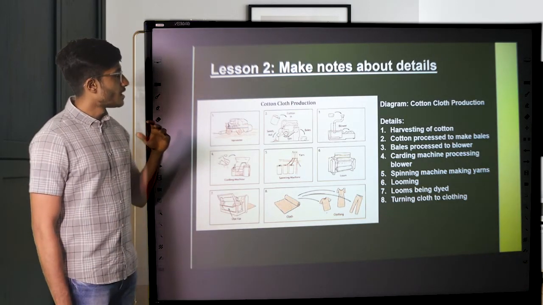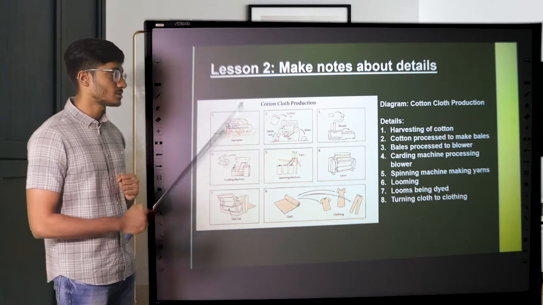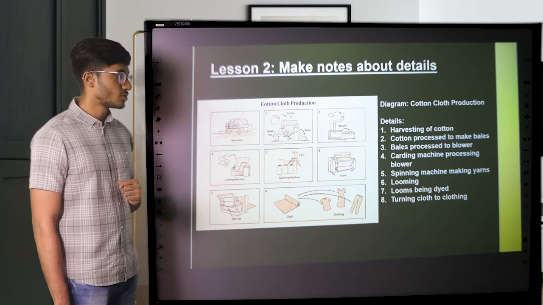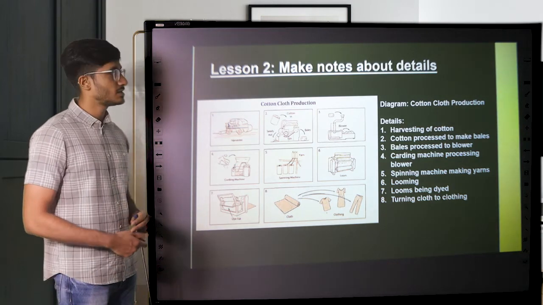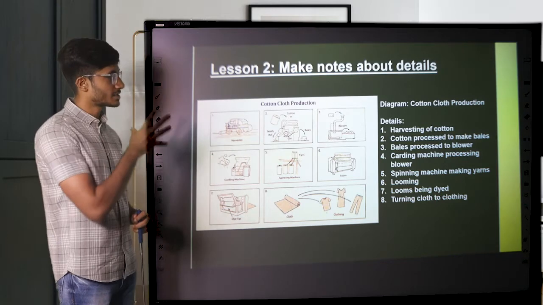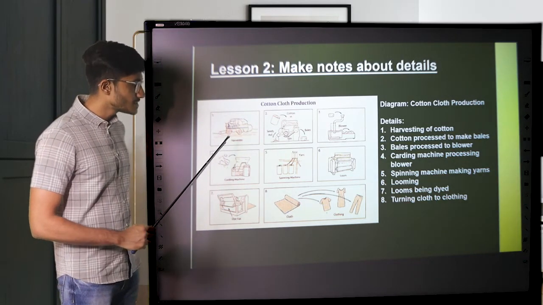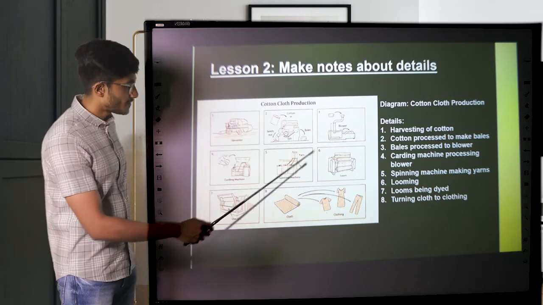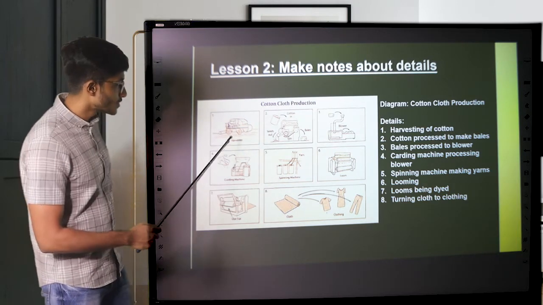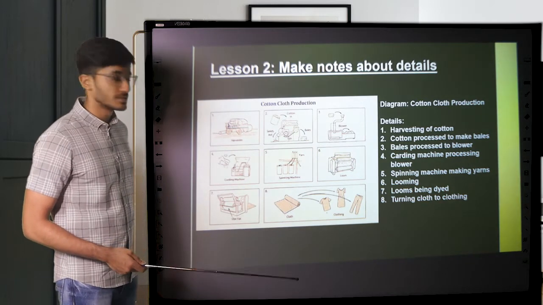So lesson 2, looking at another example, which is the cotton cloth production. Previously we have seen the library one and the raisin one, but now we're going to take a look at the cotton cloth production. Similar to the raisin production diagram, we have steps here. The first one is labeled harvester, so we know that the cotton is being harvested.